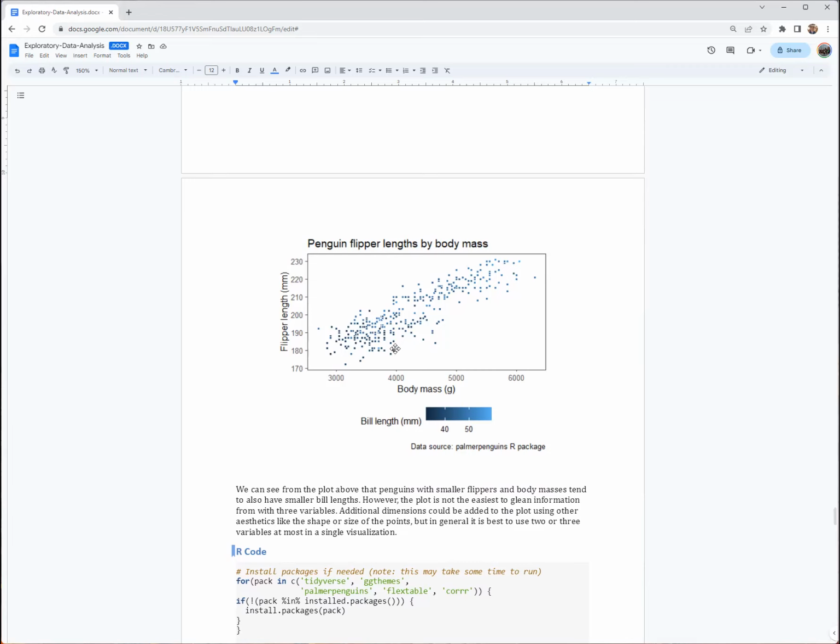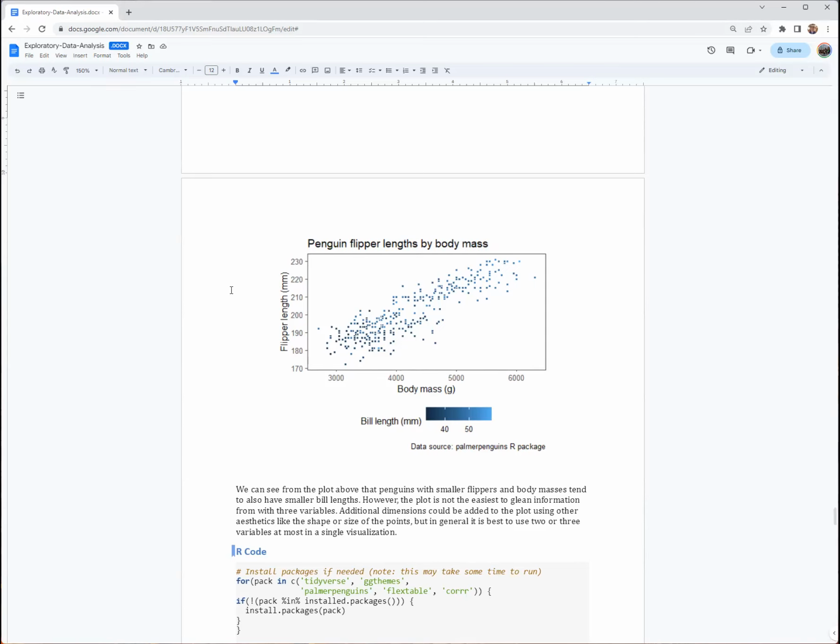So here we can see there are darker points in the bottom. So penguins that had a smaller body mass and smaller flipper length typically had, not surprisingly, smaller bill lengths. Okay. And these are lighter points up here. So penguins that had larger body masses and larger flipper lengths tended to have larger bill lengths. Maybe not surprising, but sometimes you might see interesting patterns when you plot an additional variable like this.